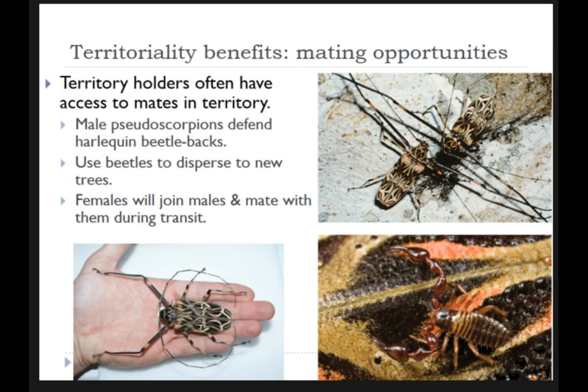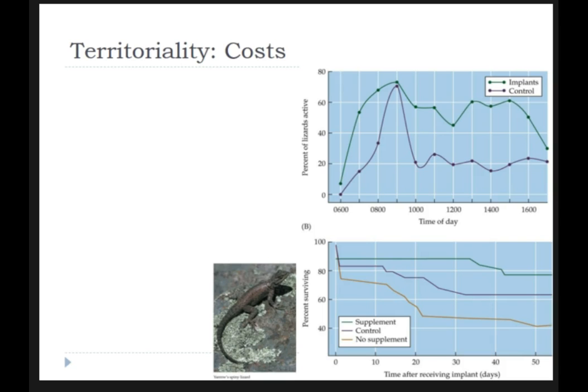I just love the idea of them just hitching a ride on these guys. Certainly there's costs associated with territoriality as well. So we talked about this back in chapter 5-ish, which we just covered on the quiz as well, when we were talking about energetic costs associated with high testosterone levels.